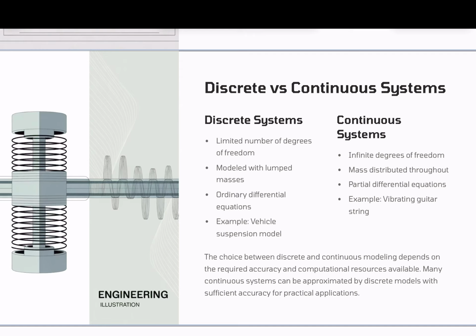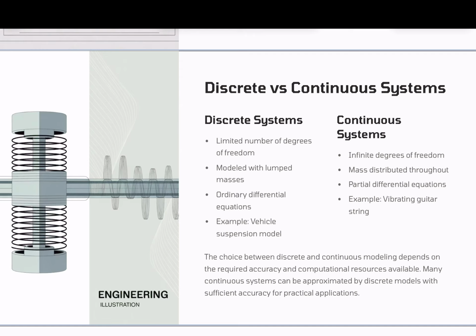A continuous system has an infinite number of degrees of freedom, because its mass is distributed through the structure. That means if I have a vibrating guitar string, every point on the string will vibrate. So we need partial differential equations to compare between these two systems.